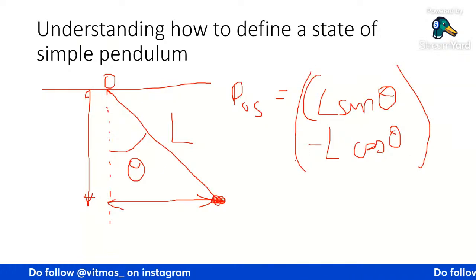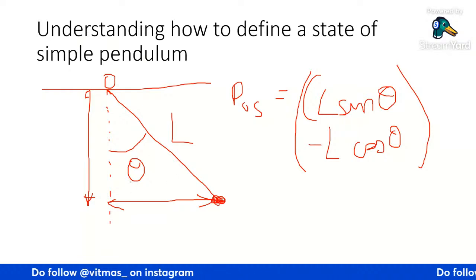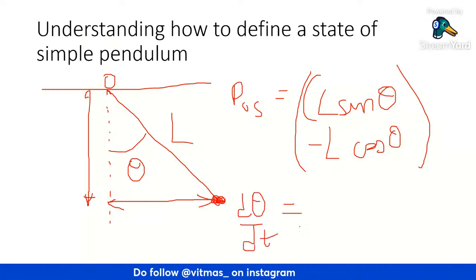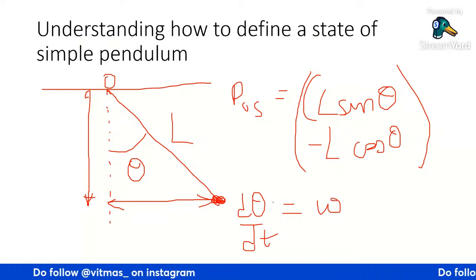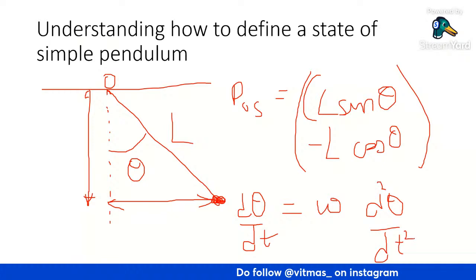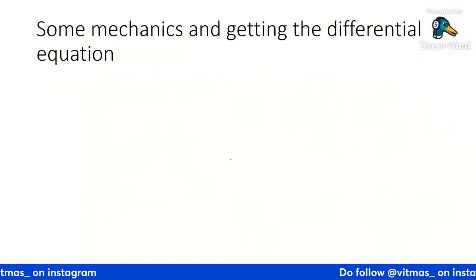Our pendulum is defined mainly using this angle, right? So this is called the main variable of our system. Everything we do will be based on this angle theta only. For theta, its time derivative will be its angular speed, which will be omega, and its acceleration will be alpha, right? Simple physics that we learned.